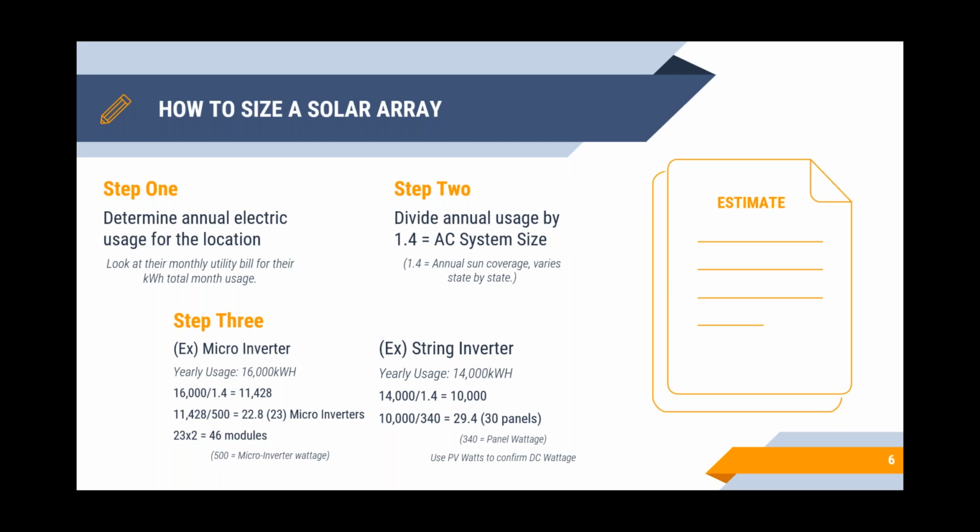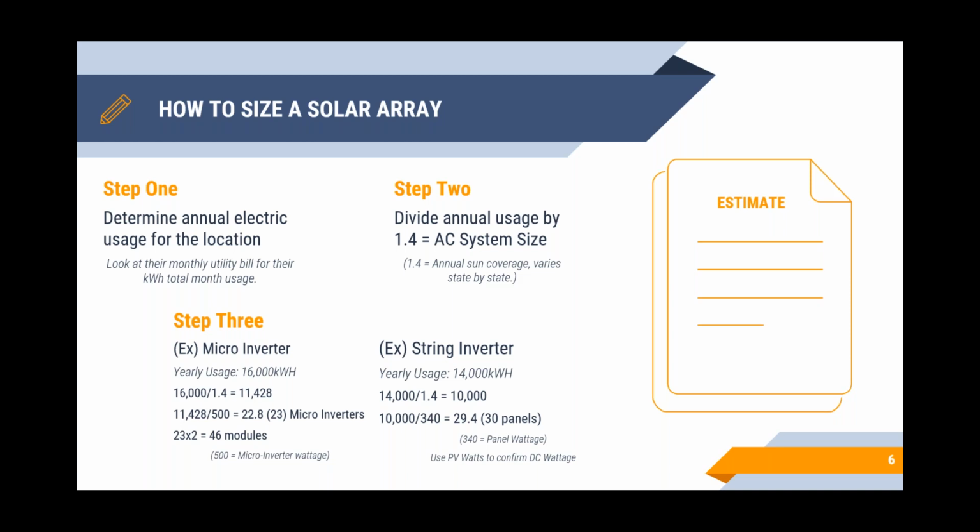Now, because each of our microinverters is rated at 500 watts, we're going to divide that 11,428 by 500. That's going to tell us how many microinverters we'll need on that location to arrive at that AC system size. Dividing, we get 22.8, rounding up to 23 microinverters. Since each microinverter covers 2 panels, we're going to multiply that by 2. So to cover that 16,000 kilowatt hour usage for that home, we're looking at 46 modules on a microinverter setup.